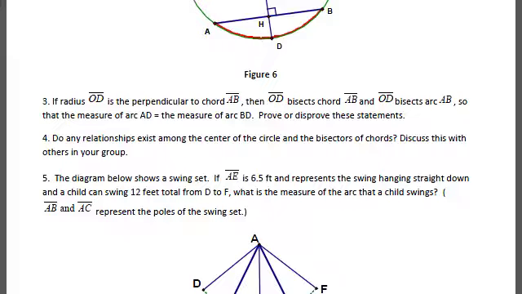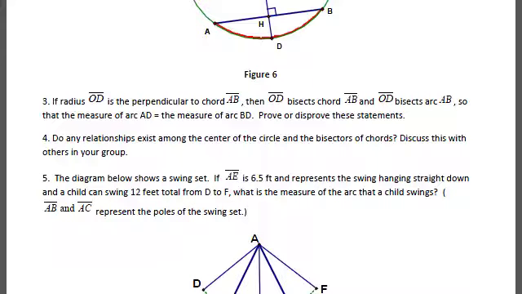So let's give it a shot. The diagram below shows a swing set. If A to E is 6.5, and because of how I set up the video I can't show all of E, but E is underneath A, as you can probably see since you have your task up, and represents the swing hanging straight down, and a child can swing 12 feet total from D to F. What is the measure of the arc that a child swings?